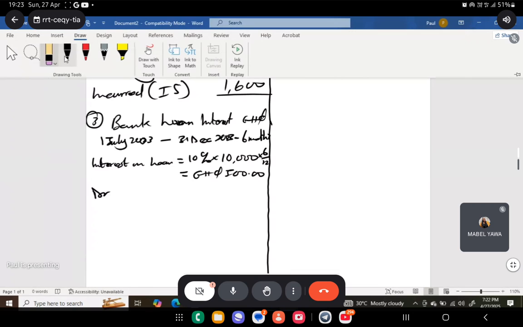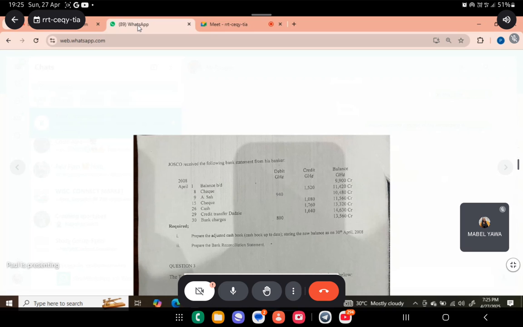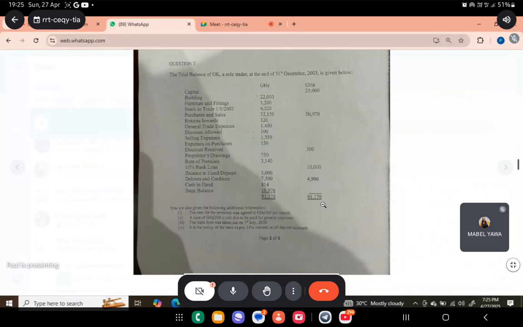Debit income statement, 500. Then you credit the statement of financial position as a current liability, 500. You still hear it? Yes. If it comes, you guys should do justice.